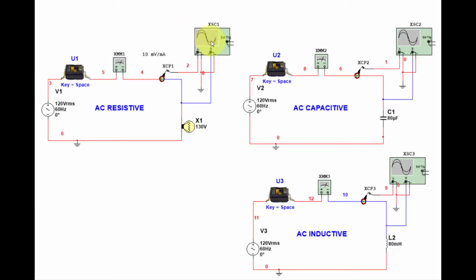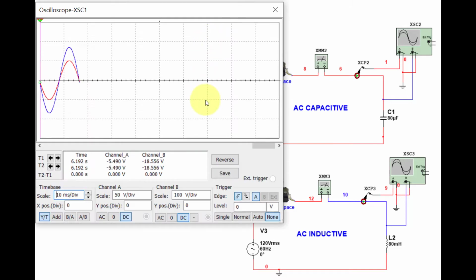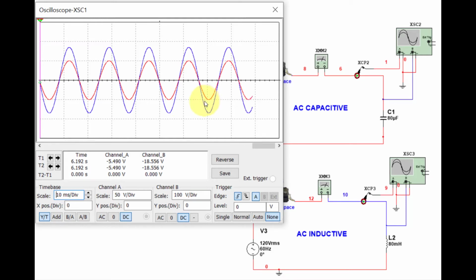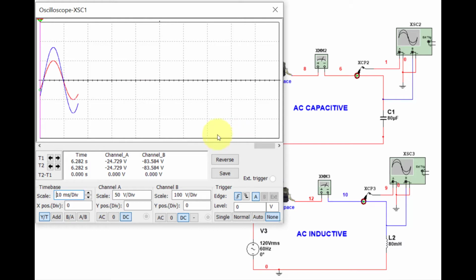Okay, when I open up the oscilloscope, you're going to notice 2 traces. The red trace is current, the blue trace is voltage, and they are both nice and clean signals. There is no distortion in those signals. All of these circuits, these 3 circuits, are linear loads. There's no distortion in the signals.